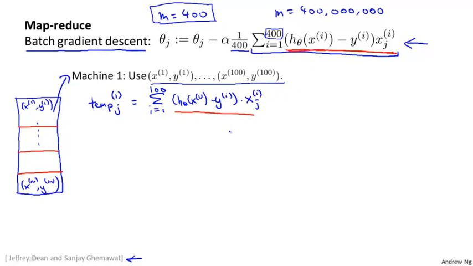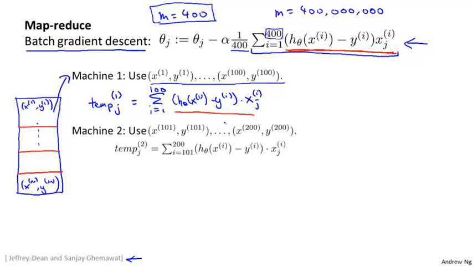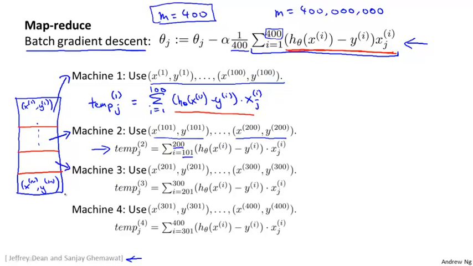Then similarly, I'm going to take the second quarter of my data and send it to my second machine. My second machine will use training examples 101 through 200 and compute a similar variable, temp2_j, which is the same sum but indexed from examples 101 through 200. Similarly, machines 3 and 4 will use the third quarter and the fourth quarter of my training set. So now each machine has to sum over 100 instead of over 400 examples, and so it has to do only a quarter of the work, and thus presumably it could do it about 4 times as fast.